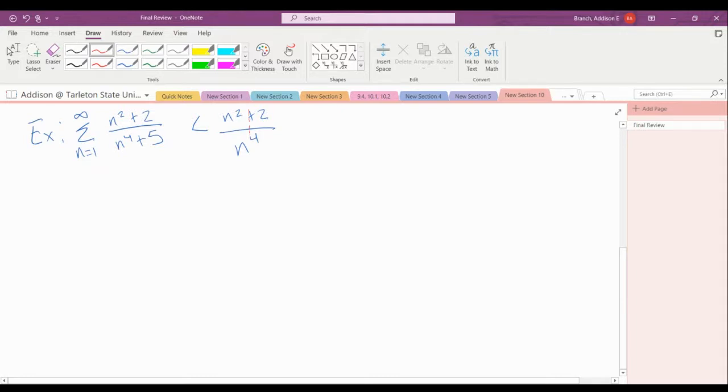With that being said, let's go ahead and do our comparison. We can break this piece down into n squared over n to the 4th plus 2 over n to the 4th.